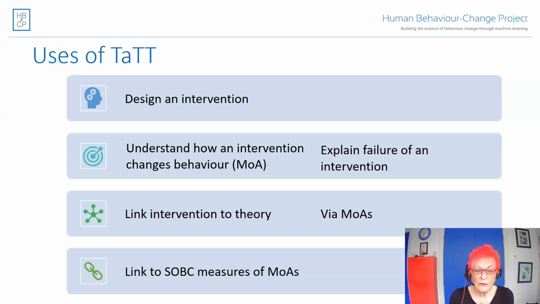A third possibility is to use it to link to theory. If you've identified the mechanisms of action in a particular intervention or in a particular behavior that you're observing, then it's possible to suggest what theory might be an overall explanation of what's happening. The fourth thing that you can do with TAT is to link the mechanism of action to measures of these mechanisms using evidence from SOBC. SOBC is the Science of Behavior Change, a project happening in the United States, which is looking to develop good measures of mechanisms of action.